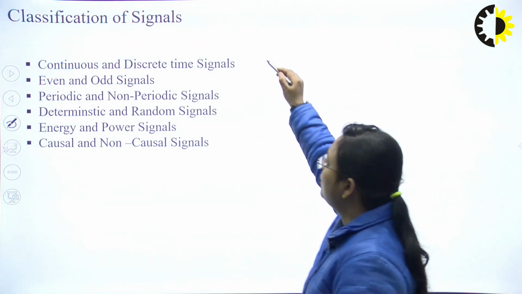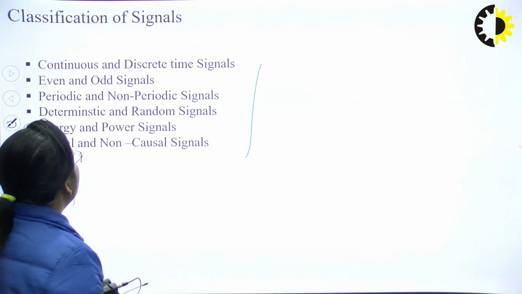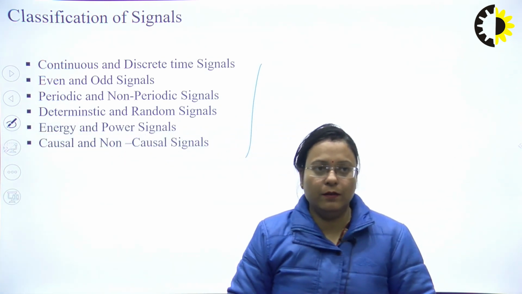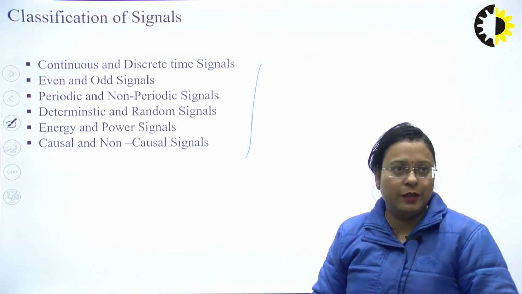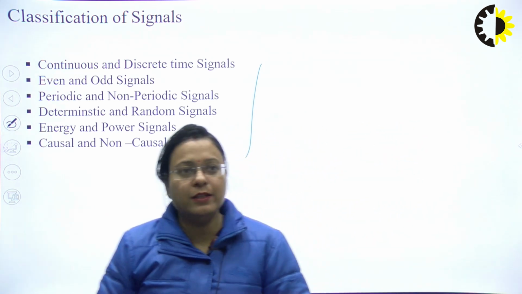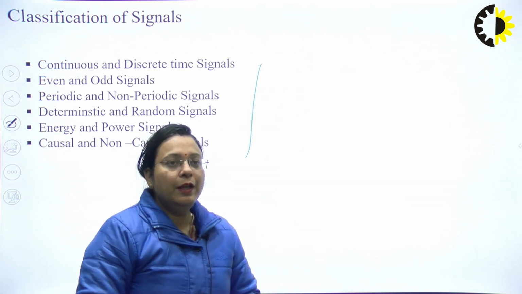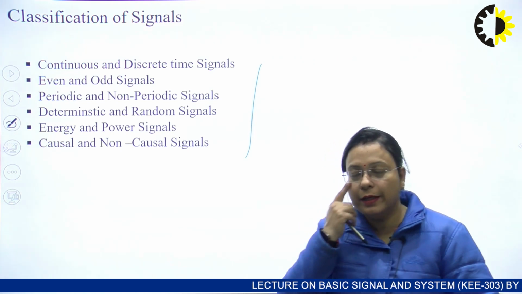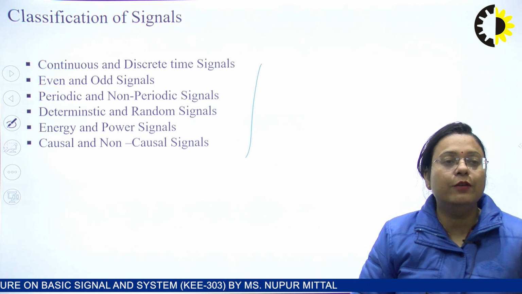Now coming to the classifications of signal. So these signals are classified depending upon the nature and the property characteristics of the signal, right? So depending upon the nature and characteristics, signals are classified as continuous and discrete time signal, even and odd signal, periodic and non-periodic signal, deterministic and random signal, energy and power signal, and the last one is the causal and non-causal signal.